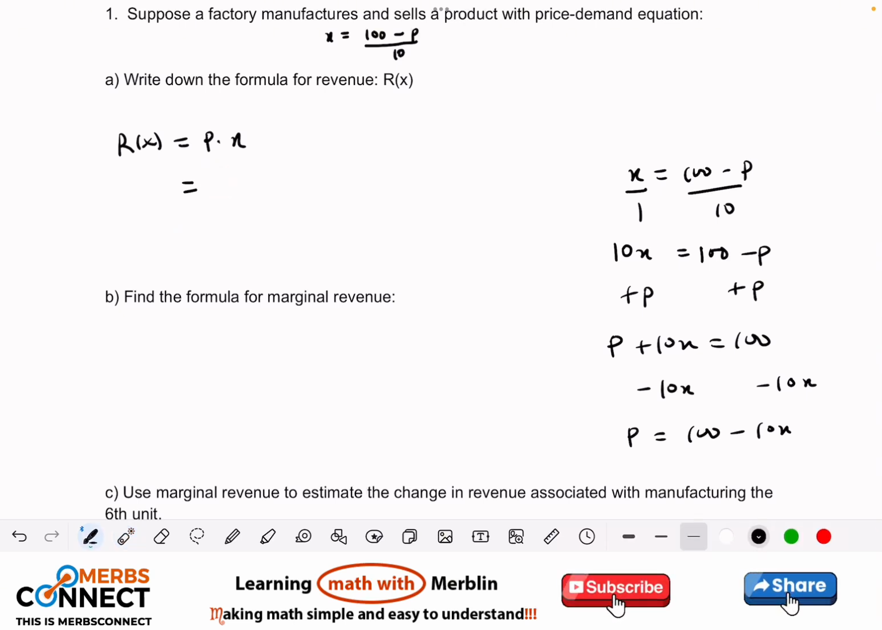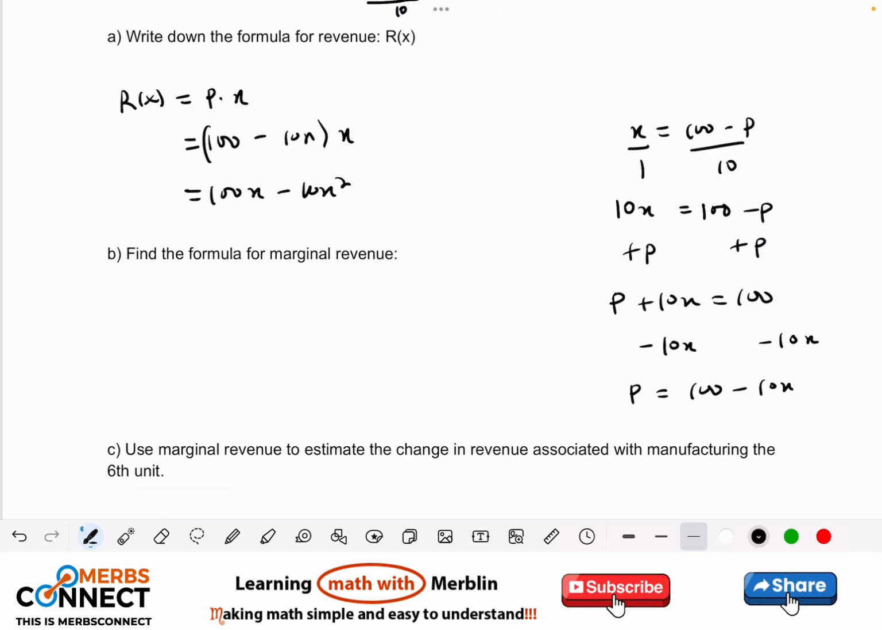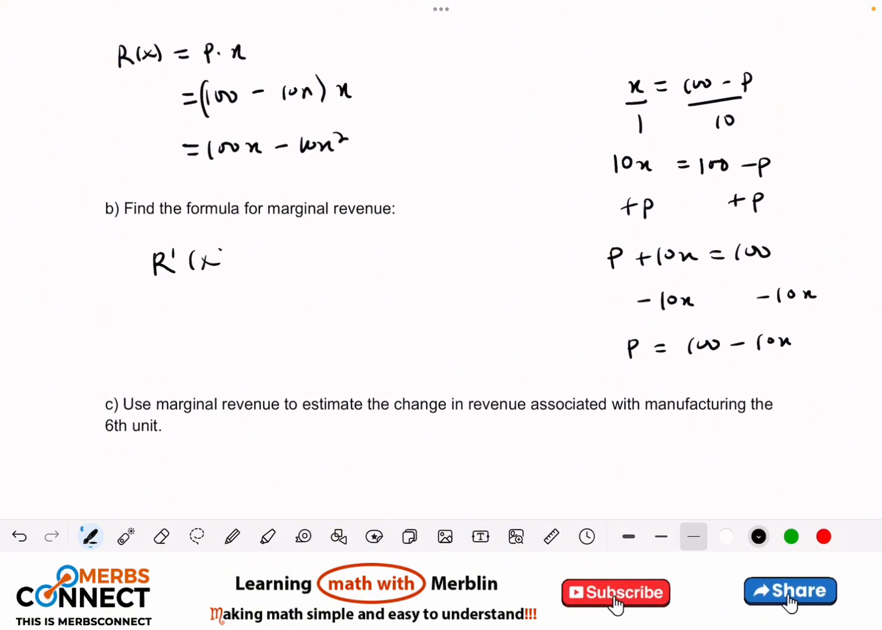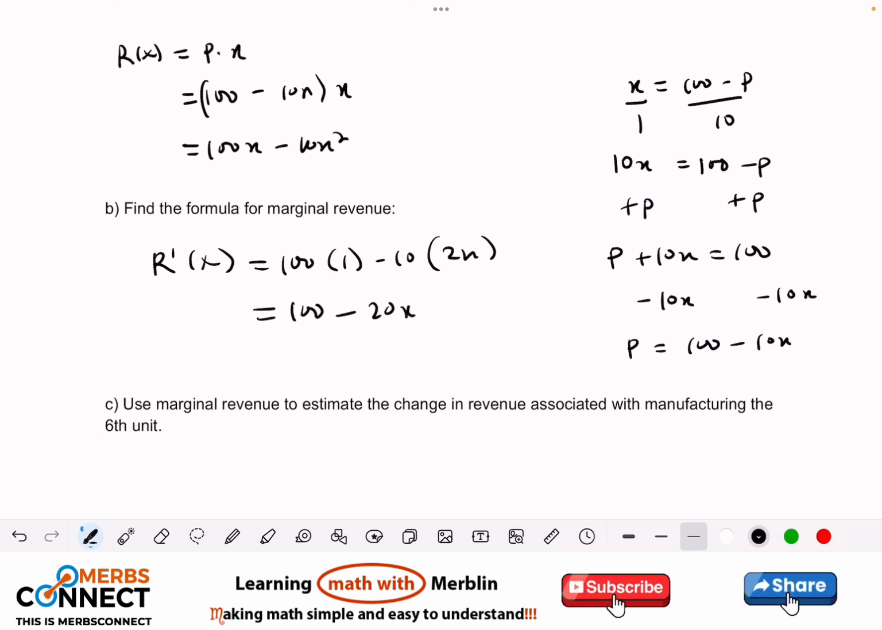So this is going to be equal to, now my P is equal to 100 minus 10X, so 100 minus 10X times X. Then I'll do the distribution. So I'm going to have 100X minus 10X squared. So that's what I'm going to get. Now getting the marginal is the same as the other one that we did. We need to differentiate R of X. So when I differentiate 100X, I'm going to have 100. When I differentiate 10X squared, I'm going to have 20X. So I'm going to have 100 minus 20X.